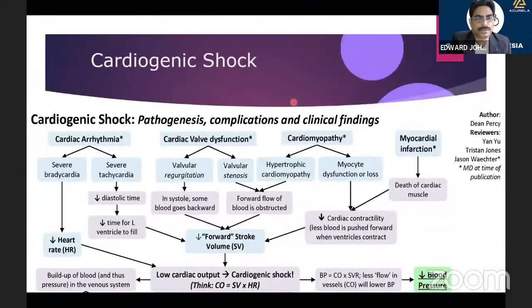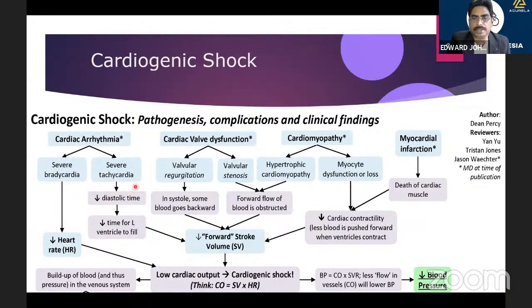So the pathophysiology is, cardiogenic shock can occur in arrhythmia, valve dysfunction, cardiomyopathy, and myocardial infarction. In arrhythmia, what happens? It may be a bradyarrhythmia or a tachyarrhythmia. If it is a bradyarrhythmia, what happens? You know, the cardiac output is the product of the stroke volume and heart rate. When heart rate reduces, your cardiac output is reduced. In tachyarrhythmia, what happens?